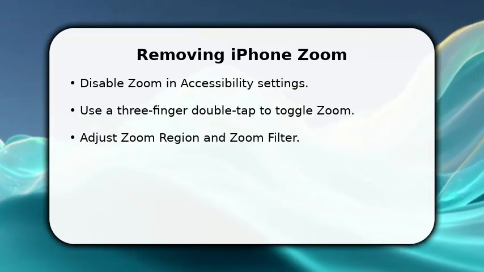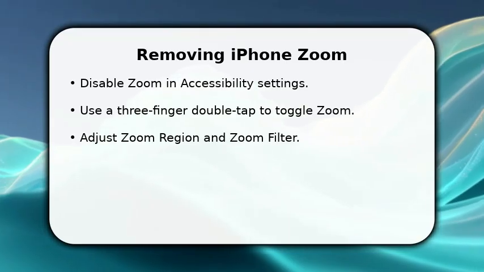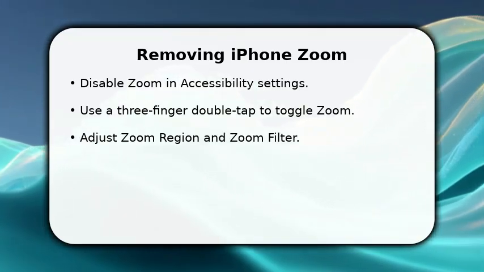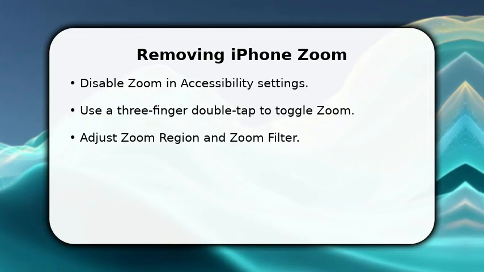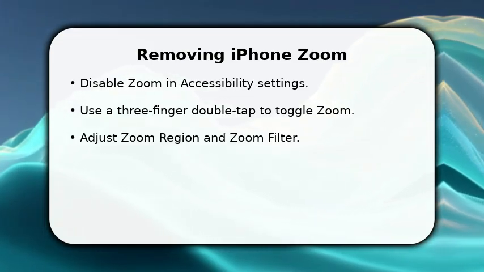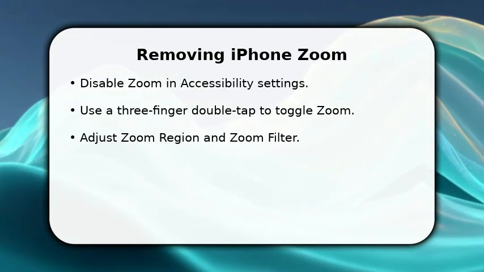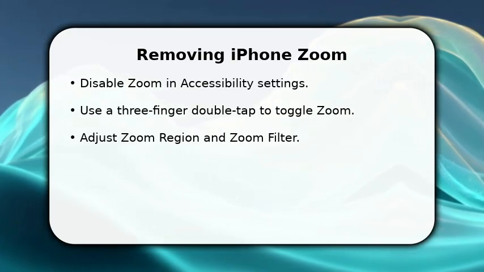In this video, I will explain how to remove Zoom on your iPhone. First, open your Settings app and navigate to Accessibility. Tap on Zoom, then toggle the Zoom feature off. This is the most direct way to disable it.